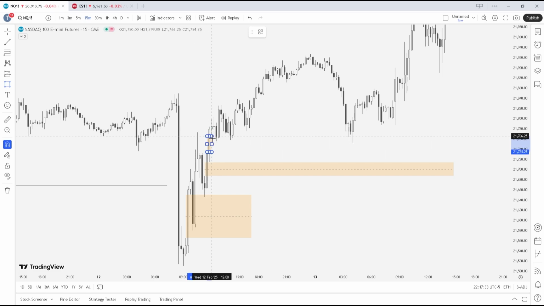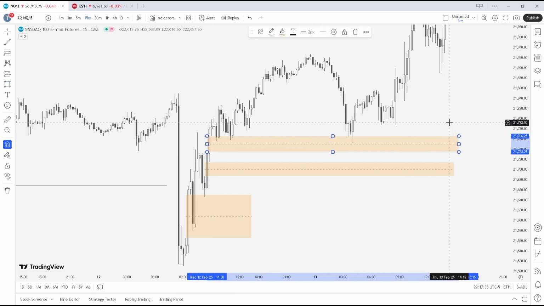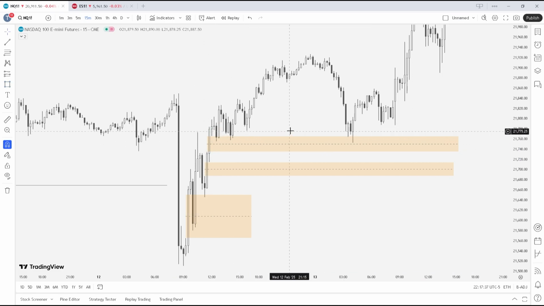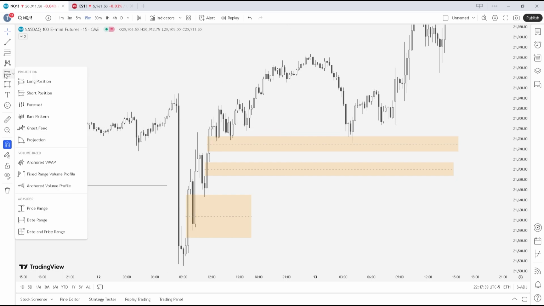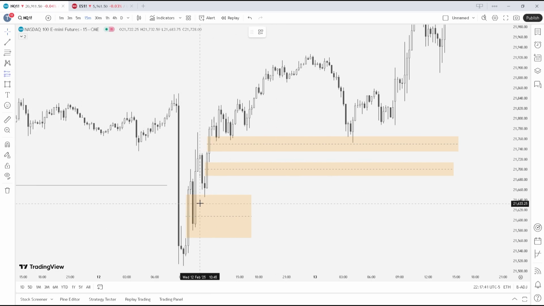But what do we also have? We also have this fair value gap that was respected nicely. This one you could take a trade off of. So what you could have done here, probably not take a trade off this first one just because there isn't enough confirmation.